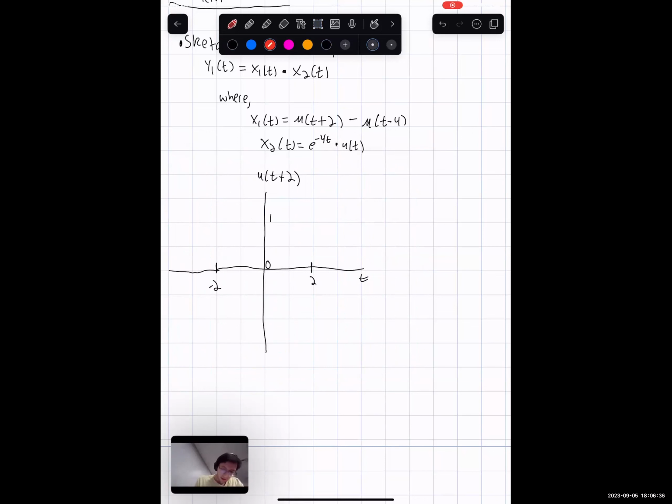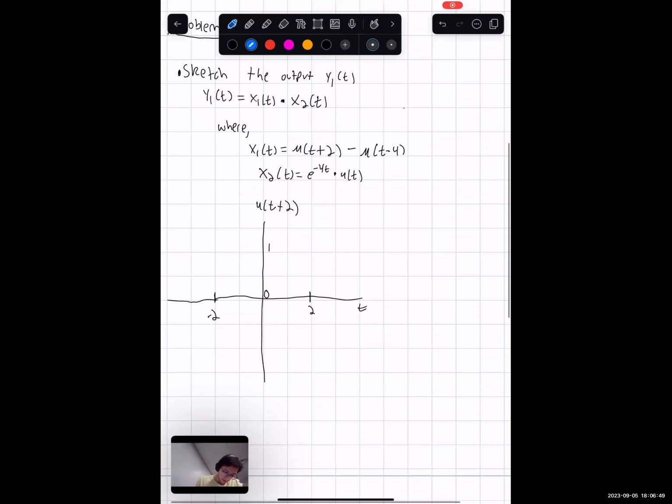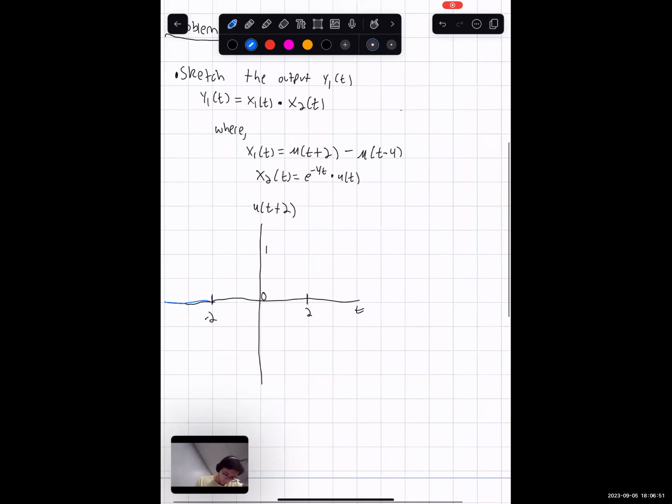In case you forgot what the unit step function normally looks like, it's normally something like this, where here is 0, and then it steps up to 1. So here we're just shifting that whole thing over to the left. It's going to look something like this, and it's going to go on like this until infinity.